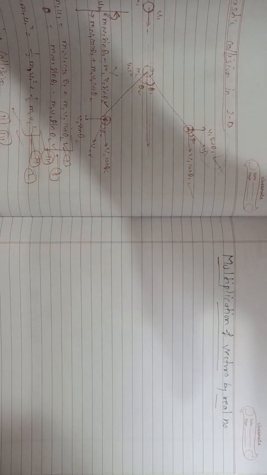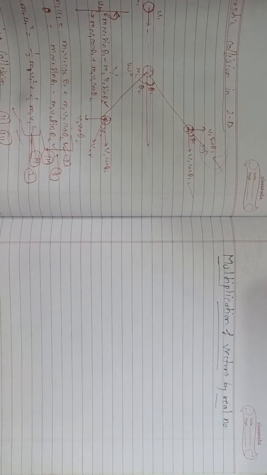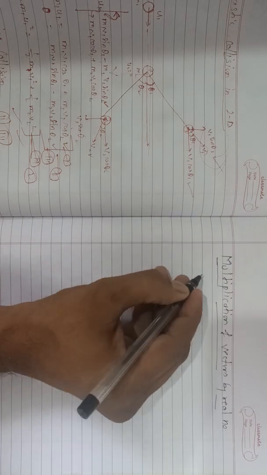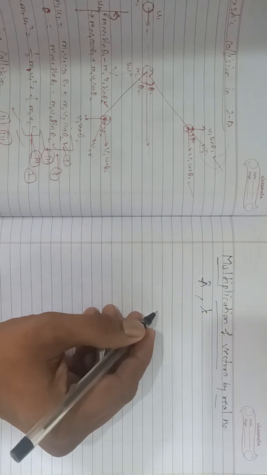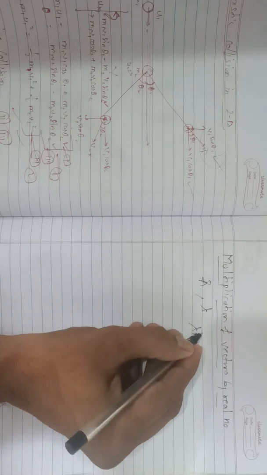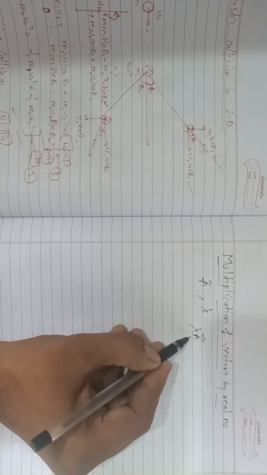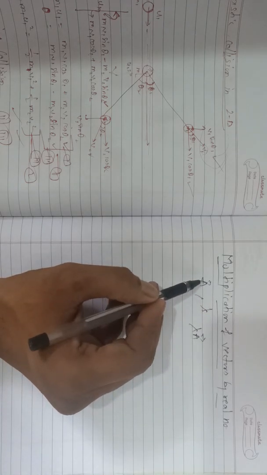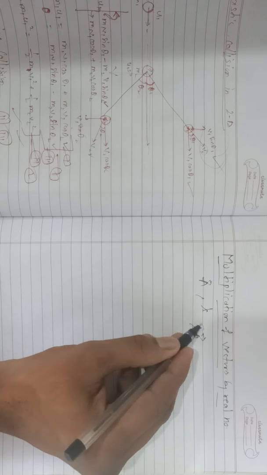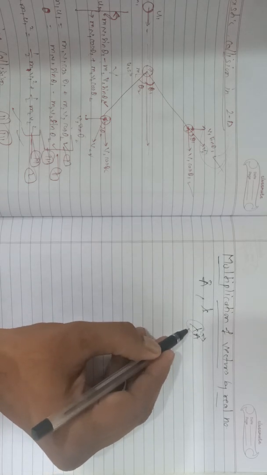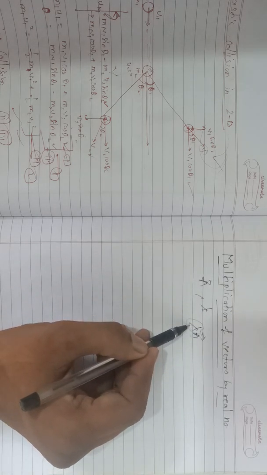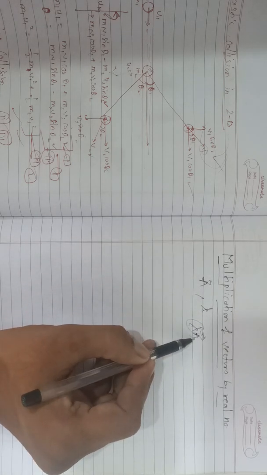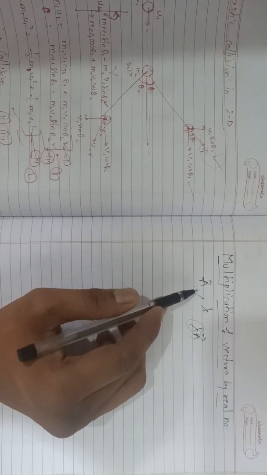If we go about the multiplication of vectors by a real number, then what we will see here is, suppose a vector a is multiplied by a real number lambda, we get another vector, lambda a. The magnitude of lambda a is lambda times the magnitude of a. If lambda is positive, then the direction of lambda a is the same as that of a, and if lambda is negative, then the direction of lambda a will be opposite to that of a.